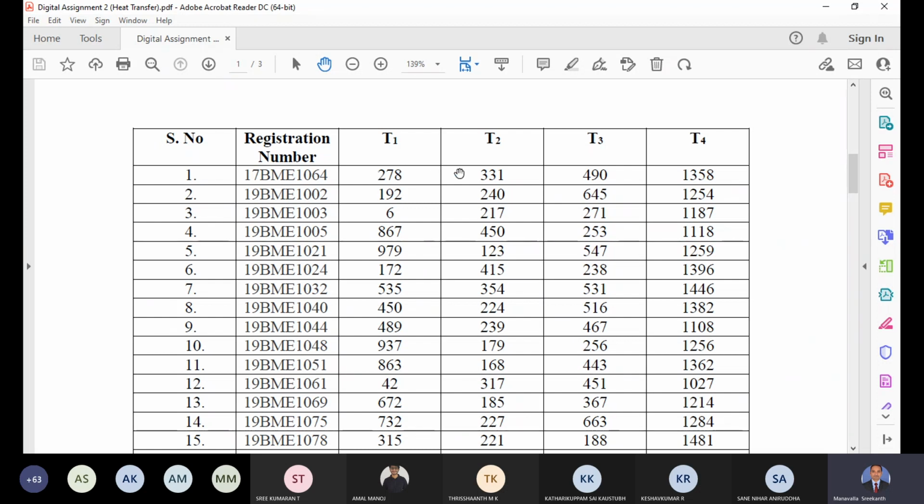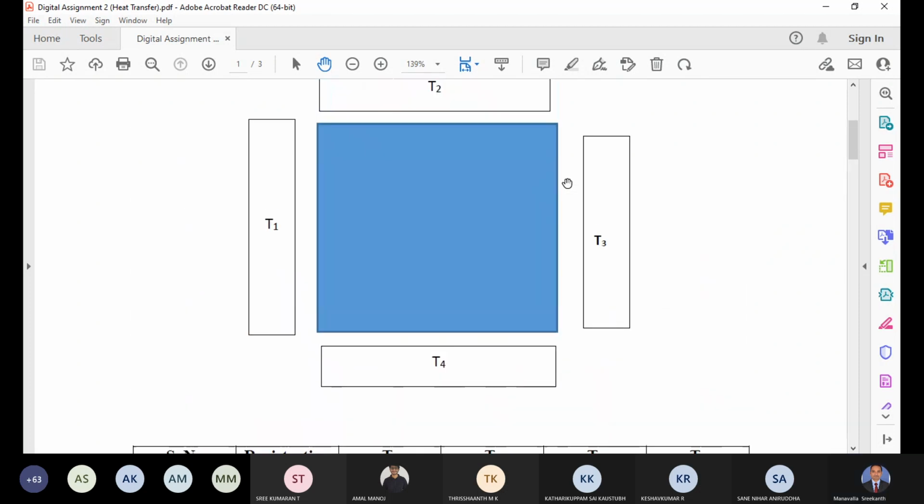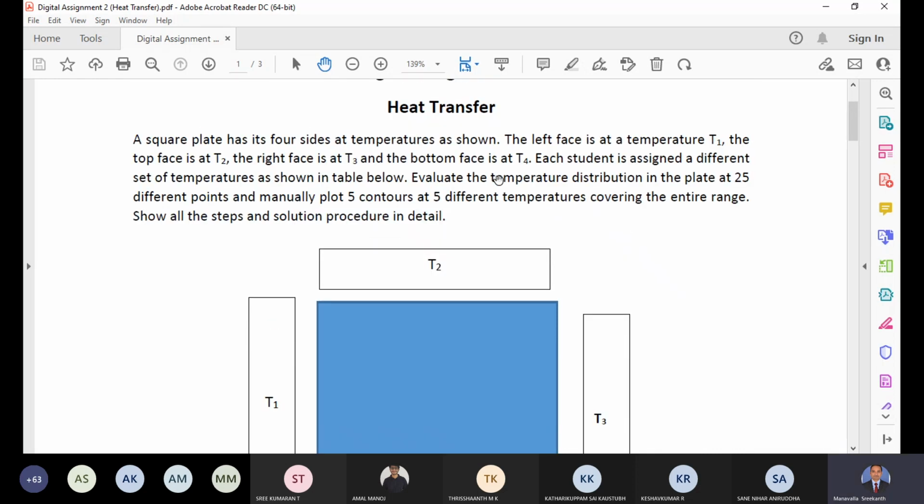So I want you to use these temperatures and find the temperature distribution in this domain, like the procedure I have shown. These are the instructions: a square plate has its 4 sides at the temperatures shown. The left face and all these faces are at these temperatures. Each student is assigned a different set of temperatures as shown in the table below. Evaluate the temperature distribution in the plate at 25 different points. In the example I worked out, there are only 9 points.